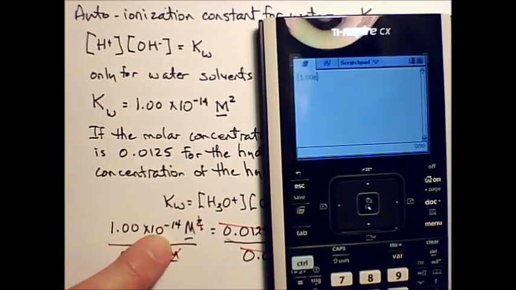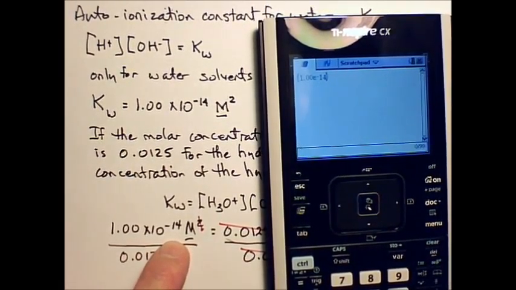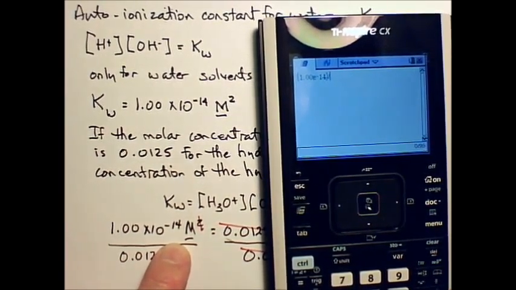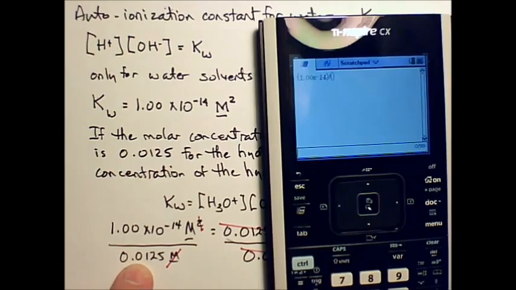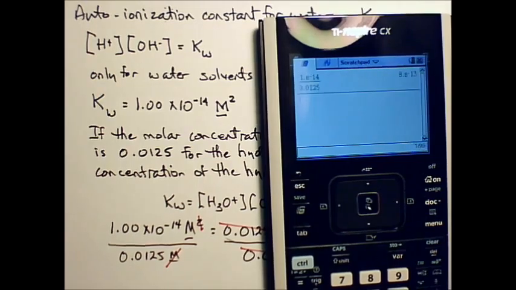1.00 times 10 to the negative 14. That's this number here, times 10 to the negative 14. It's the same thing as e to the negative 14. And then I'm going to divide by, and put this over parentheses, 0.0125. Some calculators you have to put in the extra exponent. This one puts it in for you. I press enter, and this is the number that I'm going to get.